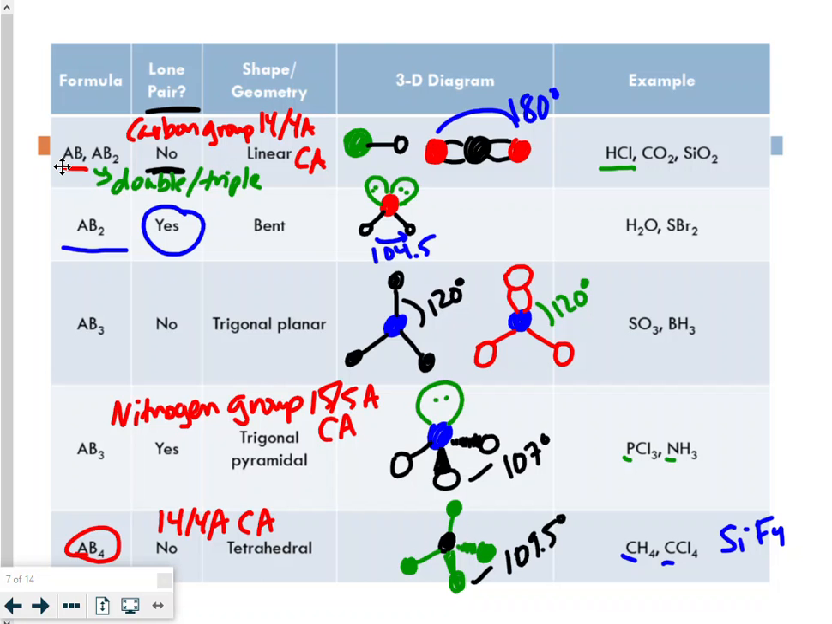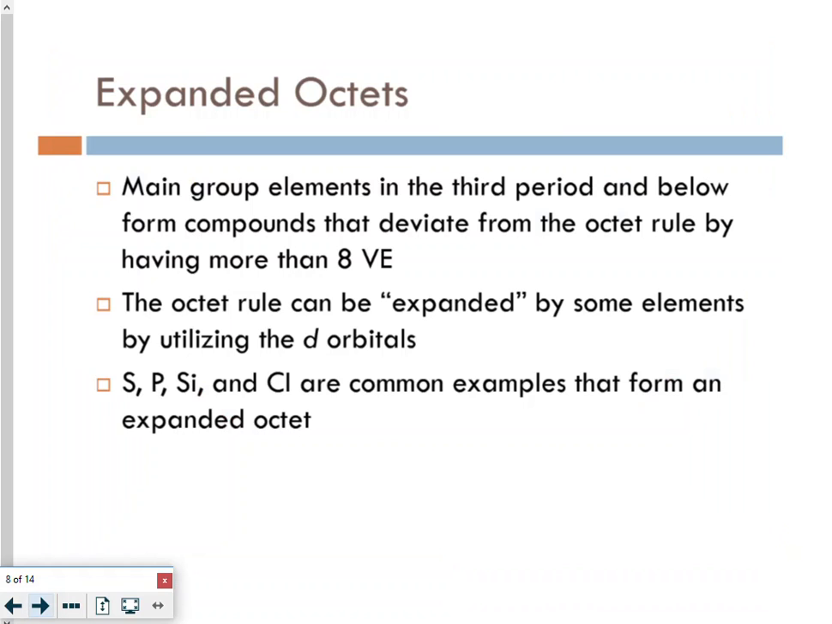Just a couple more, looking at the expanded octets real quick. Expanded octets, remember, are ones that have more than 8 valence electrons. You looked at this in that simulation. They're the third period and below. They can deviate from the octet rule, and some of them utilize the d orbitals to make space for the extra electrons. Sulfur, phosphorus, silicon, and chlorine are common examples that form expanded octets, just so you know.